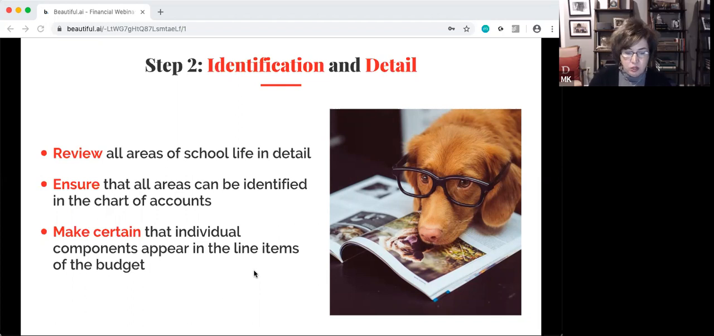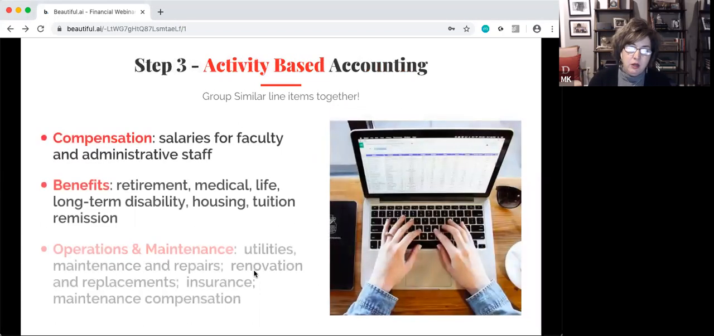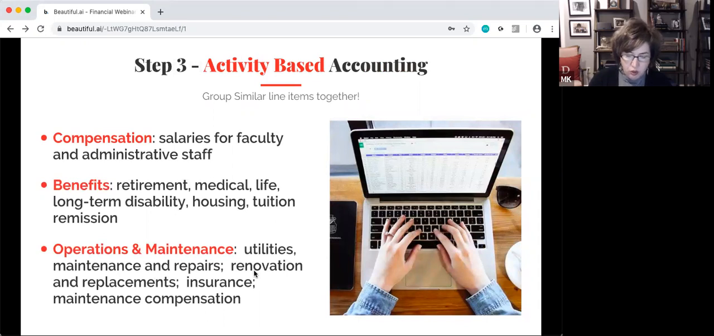The next thing we're going to talk about is activity-based accounting. This is when you take your expenses and ensure that you are grouping similar line items together. For example, compensation. Under compensation, you would have salaries for faculty and administrative staff. We always put any employee compensation under there. Then for benefits, you would do maybe retirement, medical benefits, life insurance or long-term disability, any kind of housing or tuition remission. Those are benefits and those would go together.